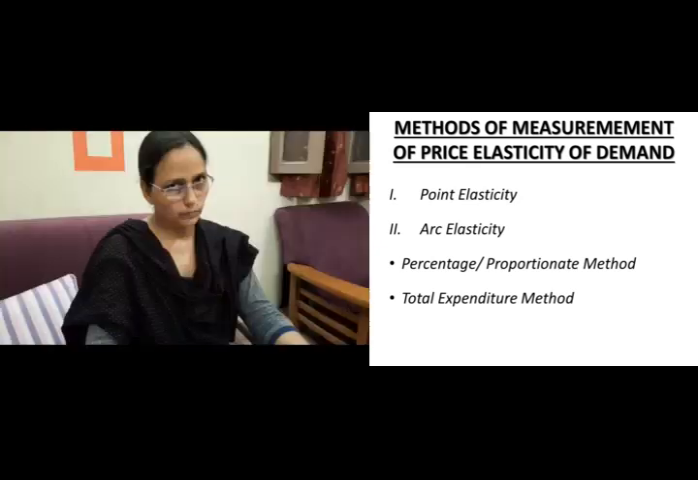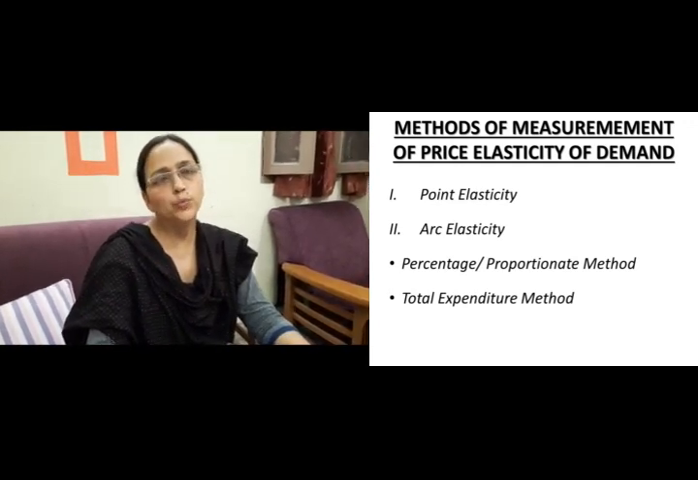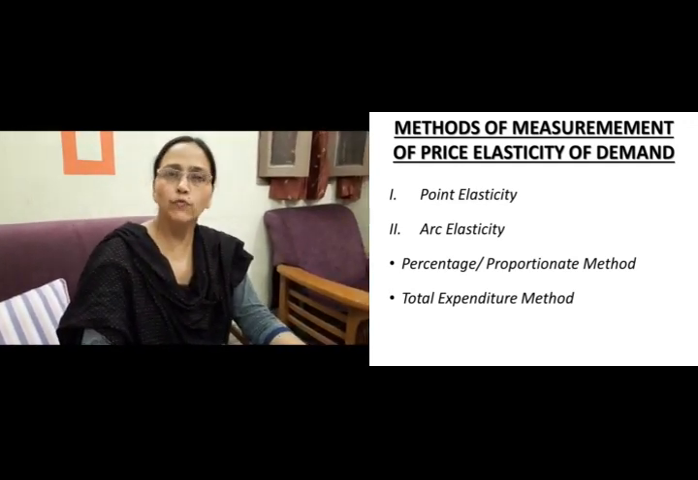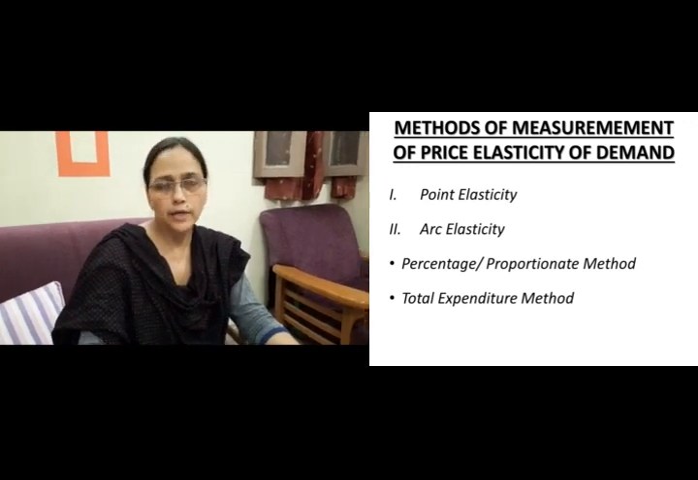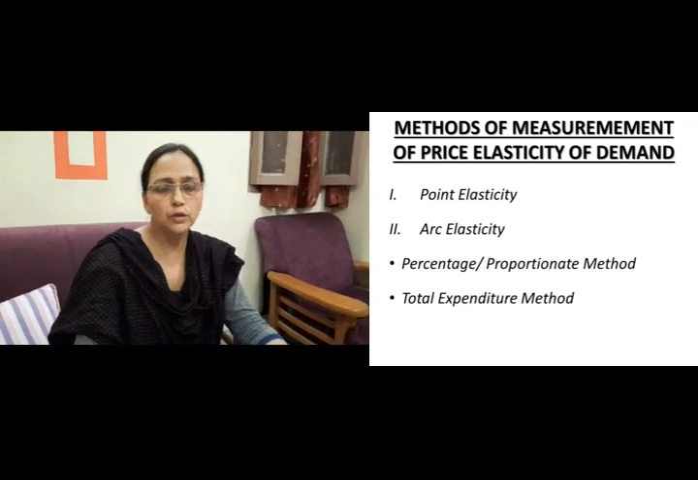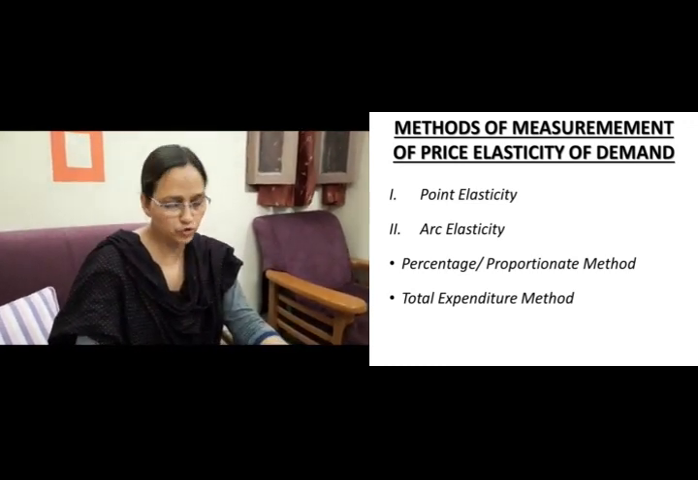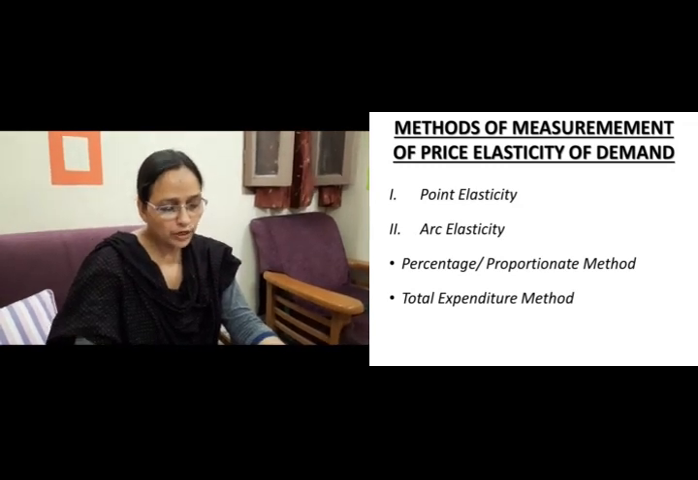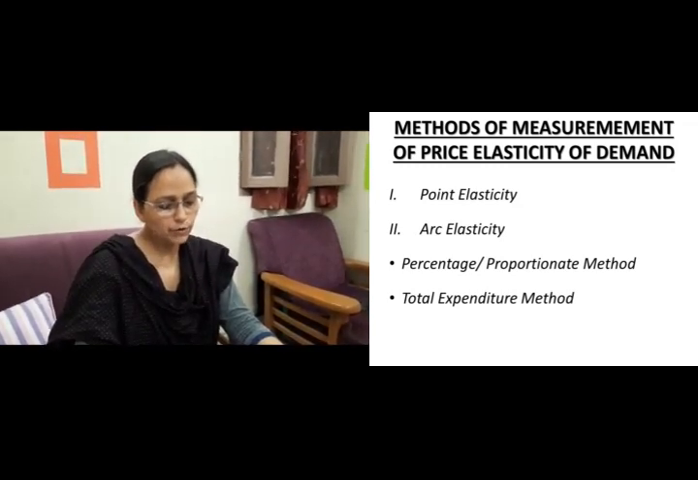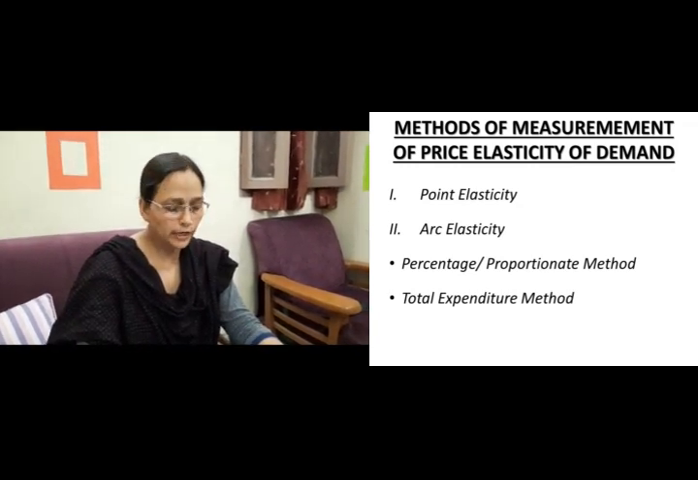Is it clear, children? Alright, so we said that arc elasticity can be measured with the help of 2 methods. One was the proportionate method and the second was the total expenditure method. Both the methods we have seen. Now we are going to see in detail the point method or geometric method. Geometrically, price elasticity of demand can be measured with the help of what is known as the point method, right?